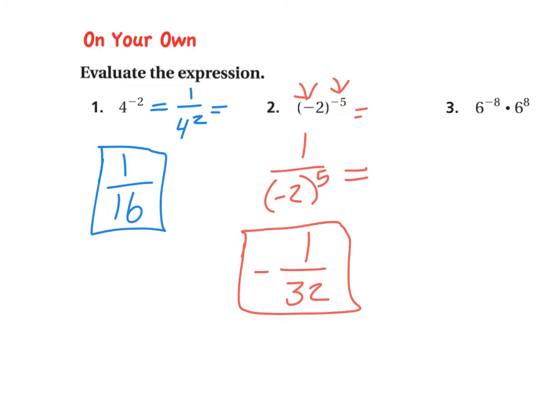All right, let's do this next one. We have 6 to the negative 8 times 6 to the 8. Well, when you're multiplying bases that are the same, remember you're just adding the exponents. So negative 8 plus 8, which gives you 6 to the power of 0. Well, anything to the power of 0 is just 1. Yay. All right, number 4.